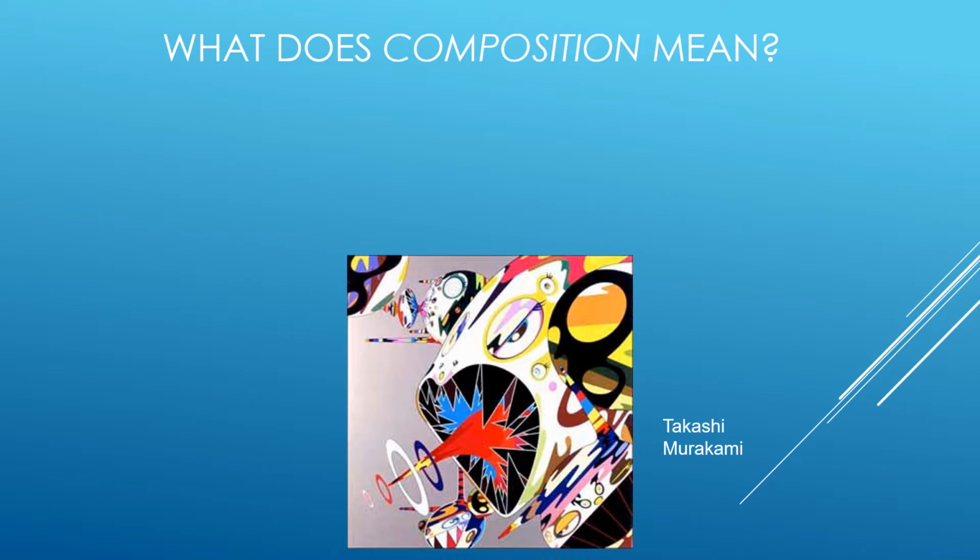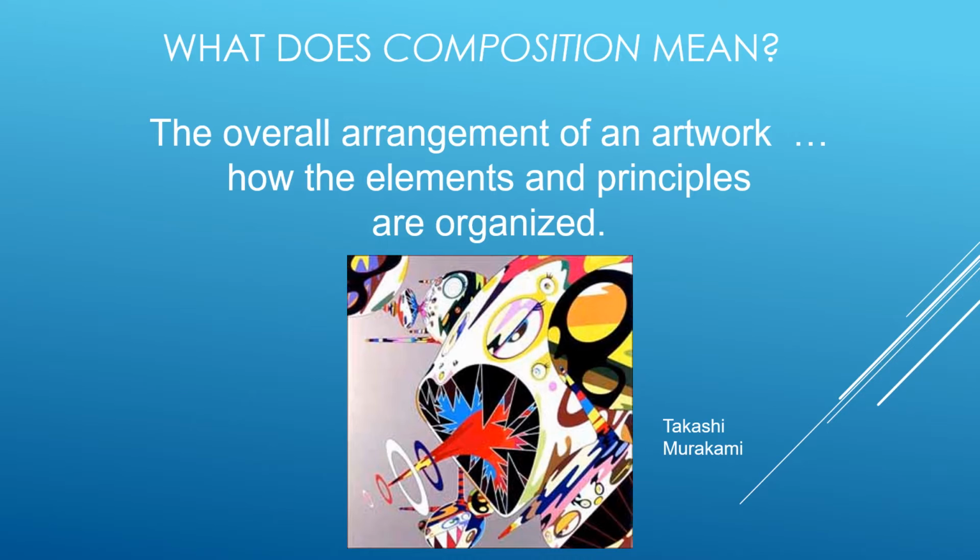You just looked through the principles of design again to review the meanings of each principle of design. Now let's look at composition. Composition is the overall arrangement of an artwork, or how the elements and principles are organized. Artists use the principles of design to make sure that their work looks more interesting.